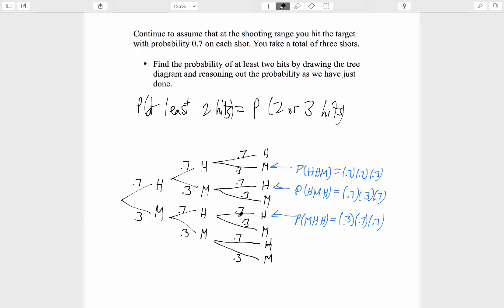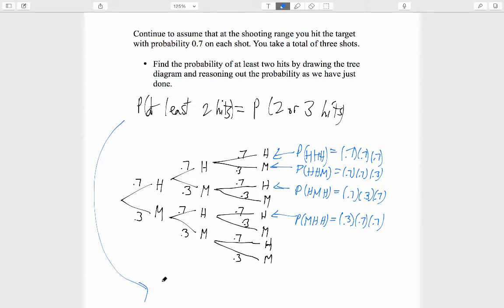Since the experiment itself hasn't changed, neither has the tree diagram. The only question is, which outcomes count towards this event? Now, all the outcomes we highlighted for the previous problem, about exactly 2 hits, are also in this event, 2 or 3 hits. Now we have the outcome heads, heads, heads, also in the event that we're looking at. So the probability of heads, heads, heads contributes towards the probability of at least 2 hits. And the probability of heads, heads, heads equals 0.7 times 0.7 times 0.7. The other outcomes in this event we have already written down.